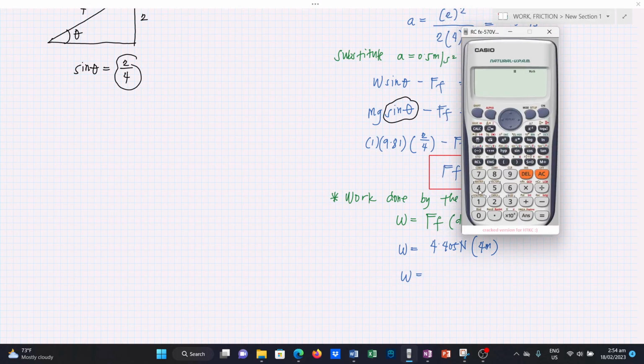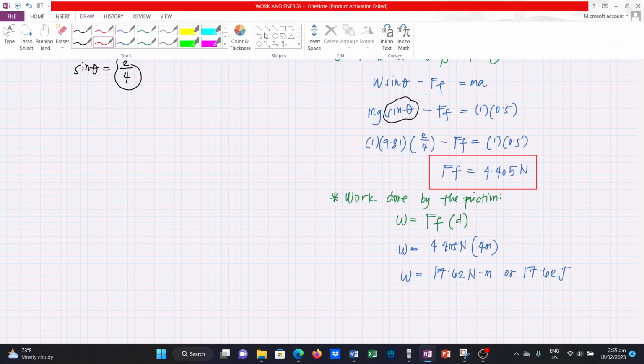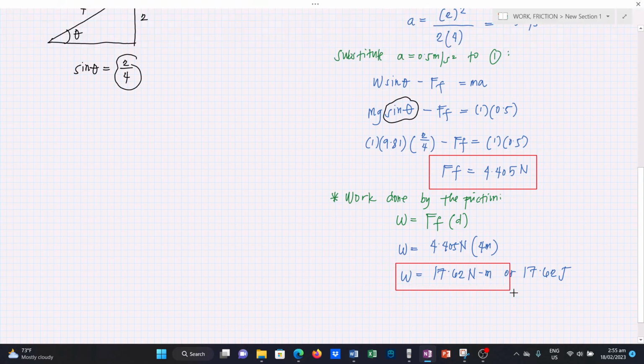So, 4.405 times 4 is equal to 17.62 newton meters or 17.62 joules. Okay? So, ganun lang. Eto class yung ating work done by the friction force. So, ayan siya.